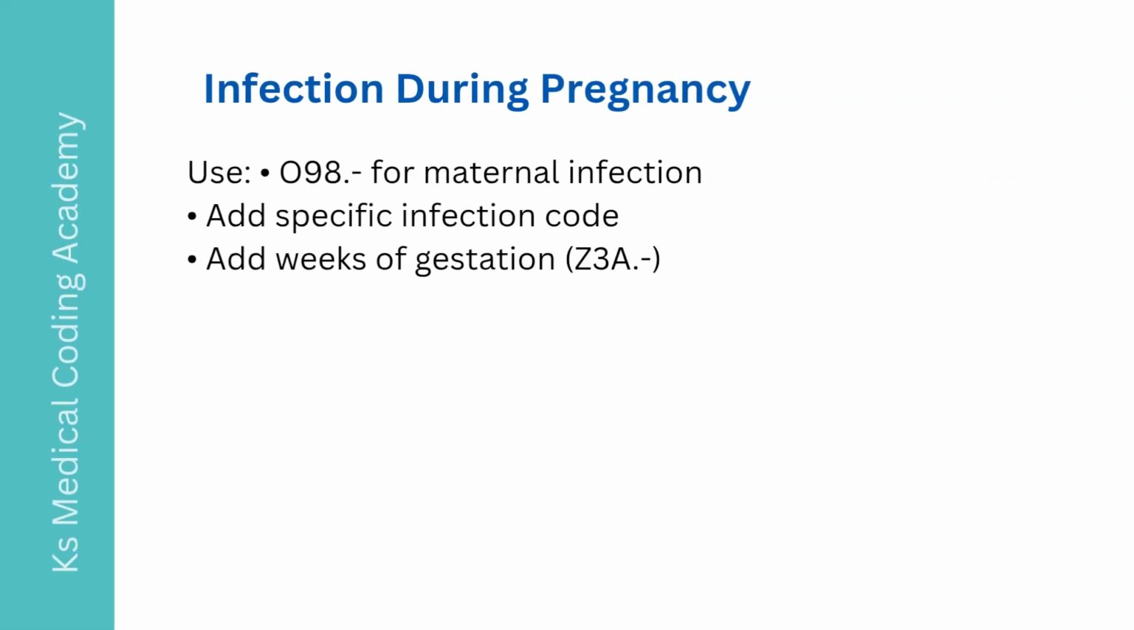Infection during pregnancy. Infections during pregnancy are coded using O98 codes. Sequence O98 first, followed by the specific infection code and the weeks of gestation using Z3A.